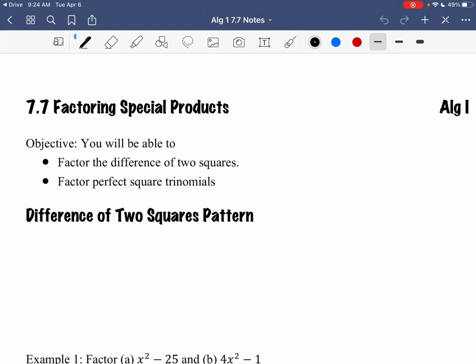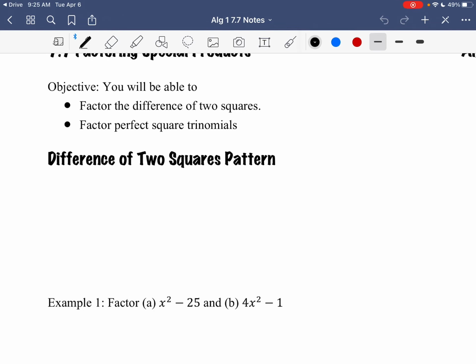Section 7.7, Factoring Special Products. In this objective, you will be able to factor the difference of two squares. We'll talk about the difference of two squares and where that word comes from here in a minute.